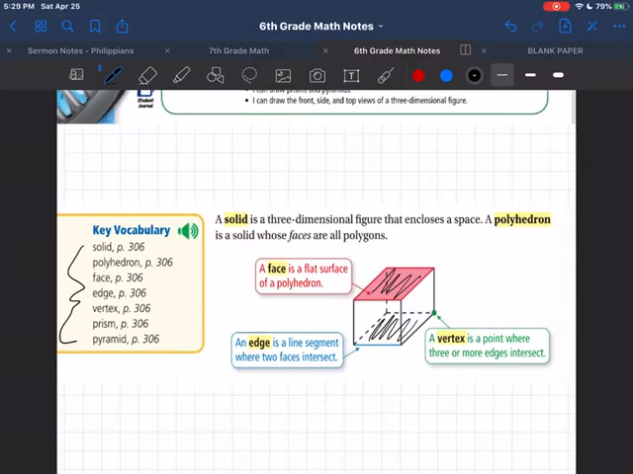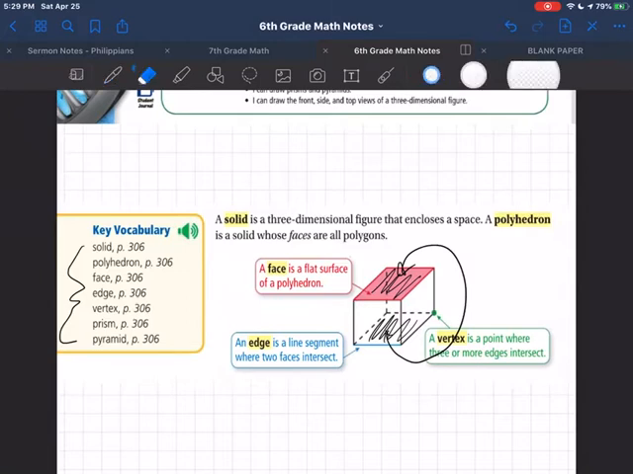And do you notice that in a rectangular prism, which is what this is called, these opposite sides, so this bottom and this top, are the same size. Similarly, the same with the front and the back and the two sides. They're all the same.